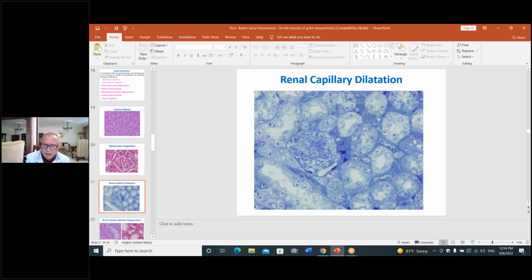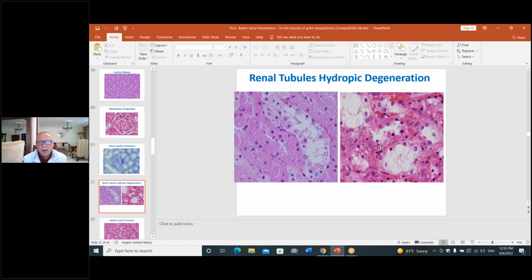Here, you see dilatation. Usually, we see 1 or 2 red blood cells. These are stained by blue, but these are red blood cells. Usually, we do not see plenty like this, more than 10 up to 20 cells. We usually see 1 or 2 cells in the normal case, but the gold nanoparticles induce dilatation of blood capillaries in the kidney of the treated animals.